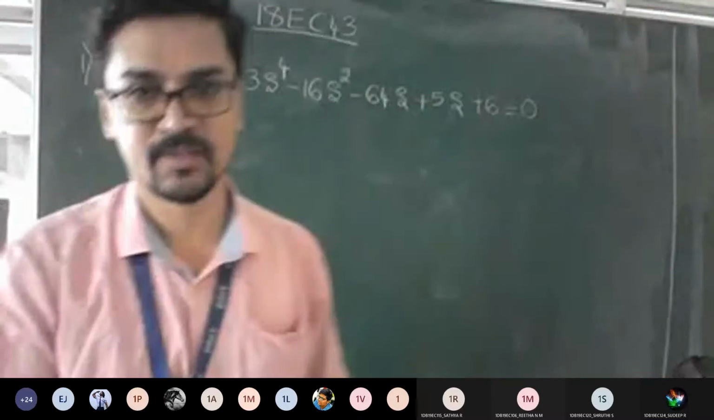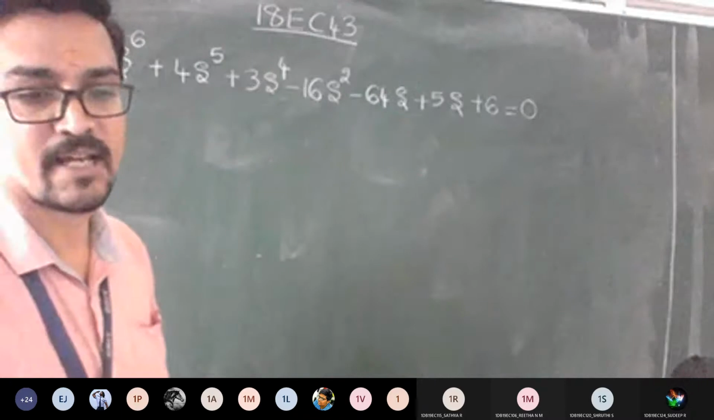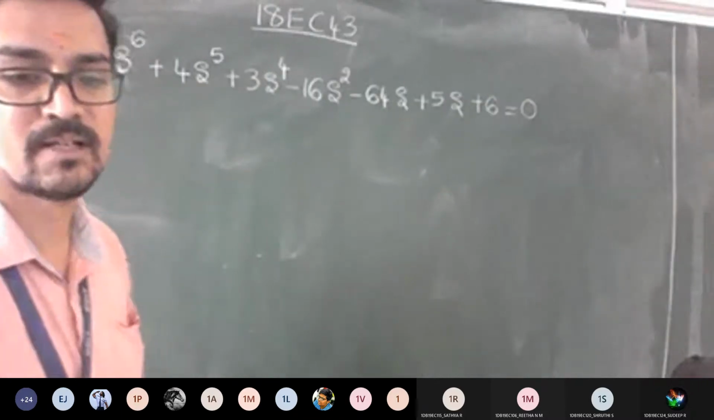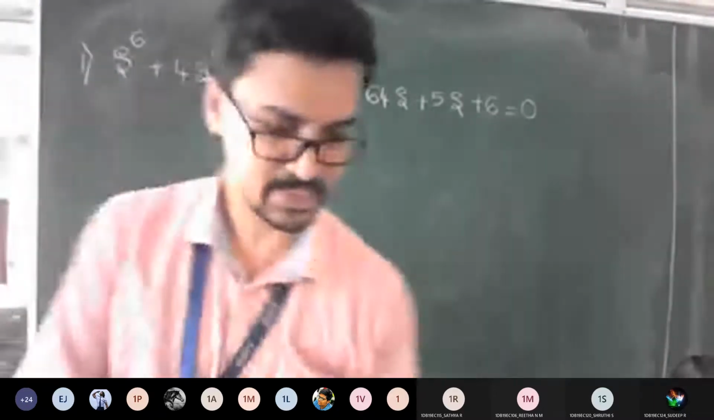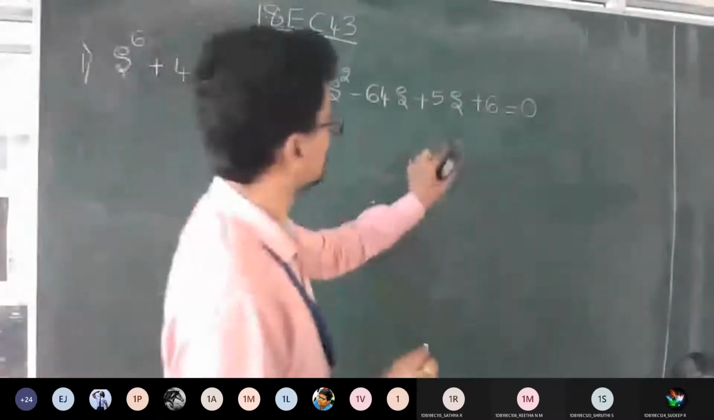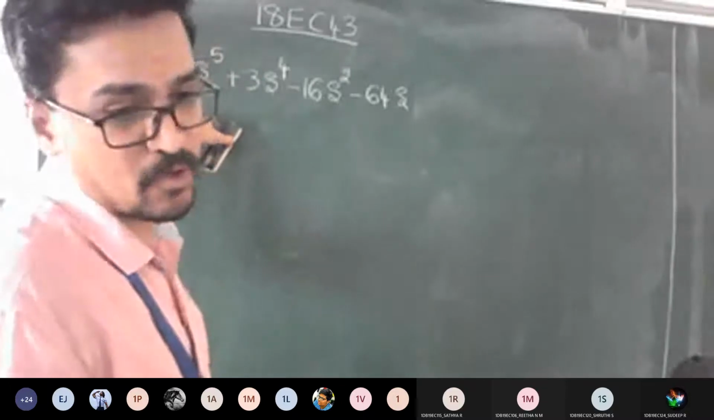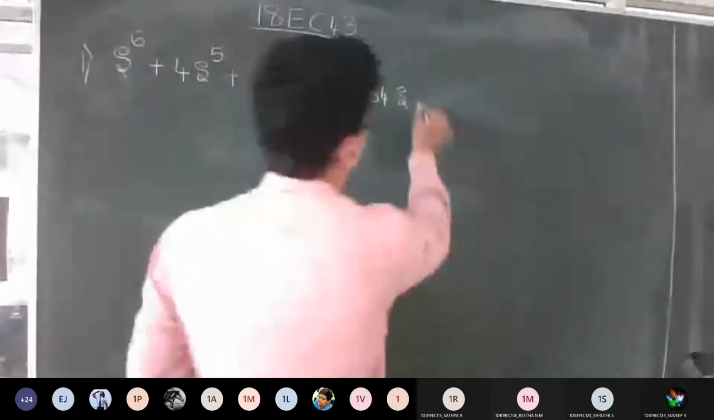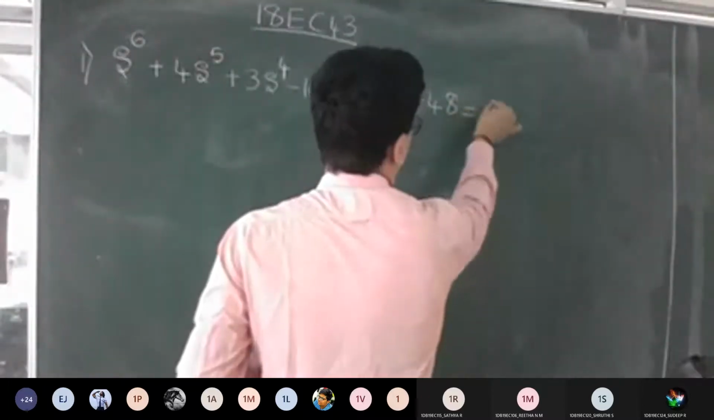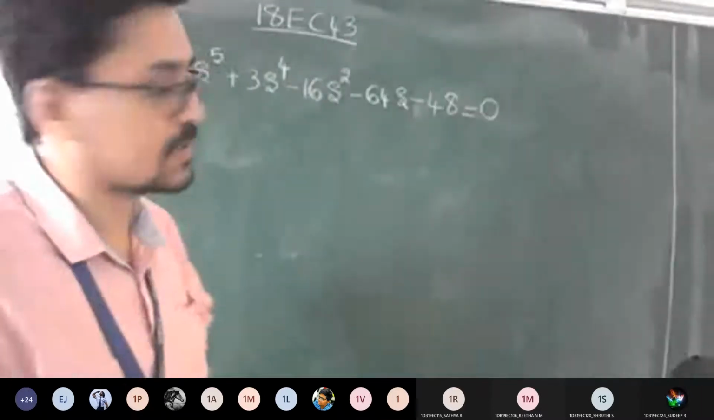Just make a note, I'll repeat. s power 6 plus 4 s power 5 plus 3 s power 4 minus 16 s square minus 64 s minus 48. Just to change the question, it's minus 48, a small change. Just change the last two terms. So minus 48 equal to 0.